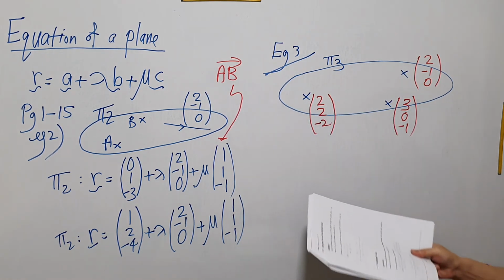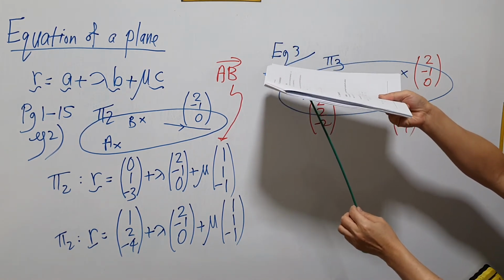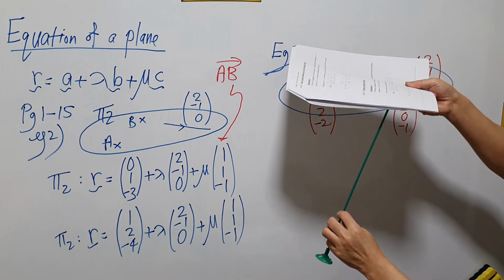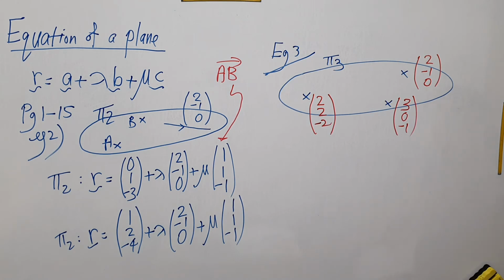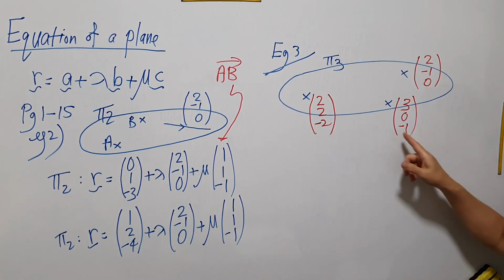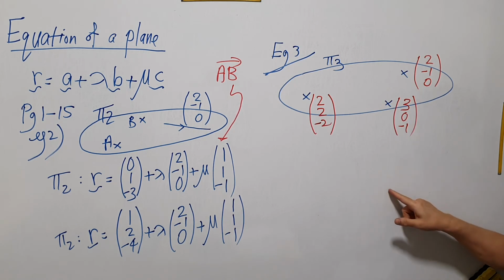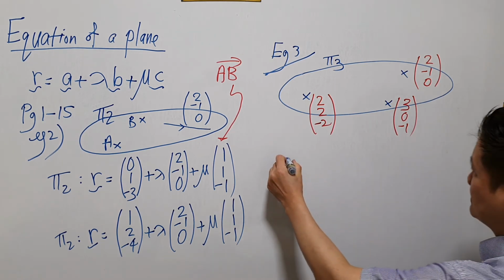2, 2, minus 2 is actually a vector that's like this, okay? Like this, right? 2, 2, minus 2. And then the 3, 0, minus 1, and the 2, minus 1, 0. So you must bear in mind that these position vectors of these points take reference from the origin, maybe somewhere below. Okay, now we are ready to write down the equation of this plane pi3.